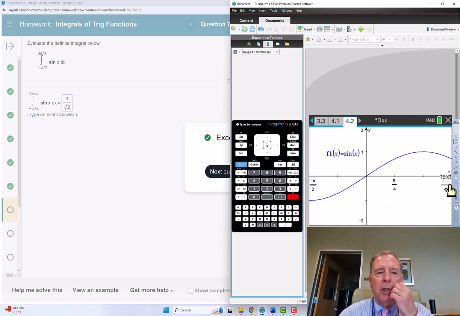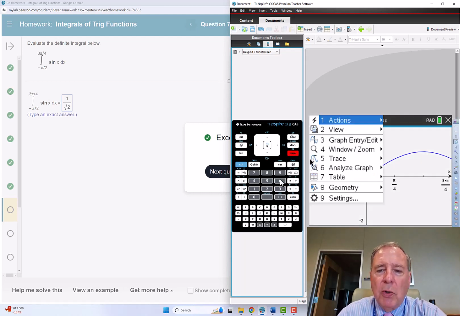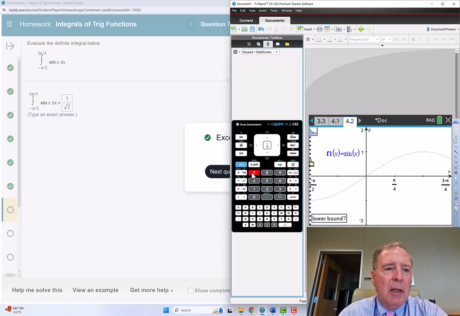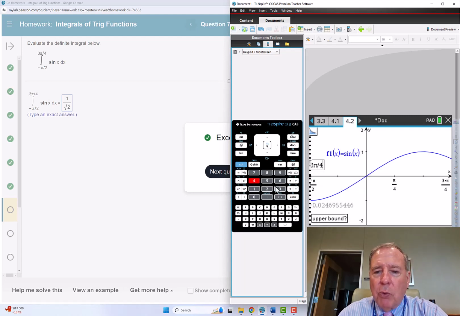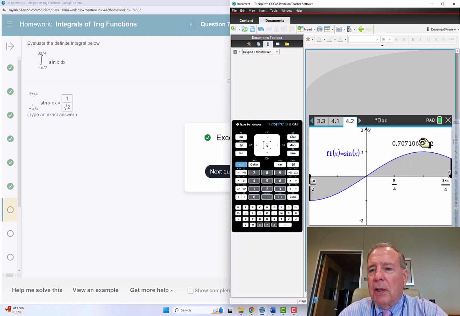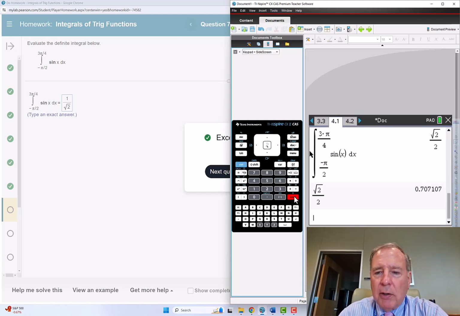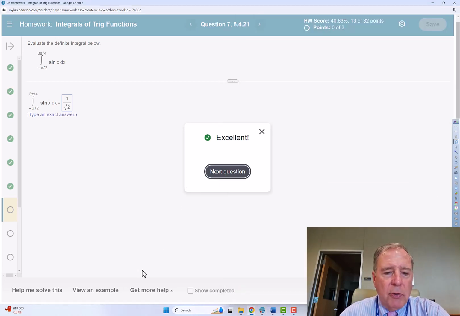So we get just what we need, and we're going to go menu, 6 for analyze graph, 7 for integral, and we're going to say negative pi, I can't use the fancy fraction here, divided by 2, then 3 pi divided by 4. And it covers the whole thing, and 0.7071. If we go back to our calculator page and we turn that into a decimal, 0.7071. So they are the same thing. And that concludes this video.